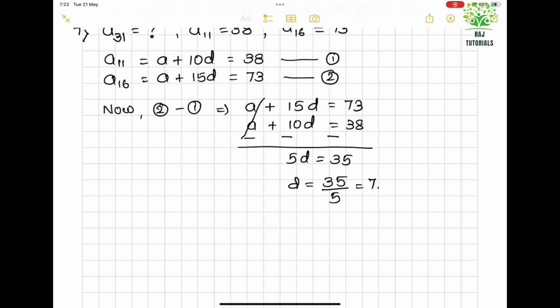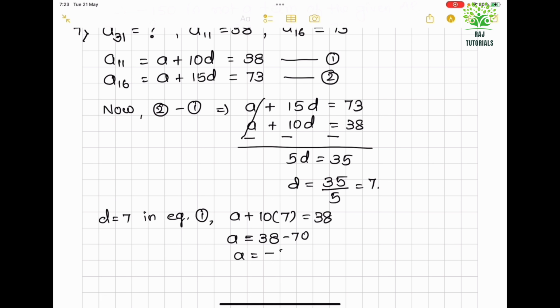Now putting this D equal to 7 in equation 1. A plus 10 into 7 will be 38. A equal to 38 minus 70. So A will be minus 32.